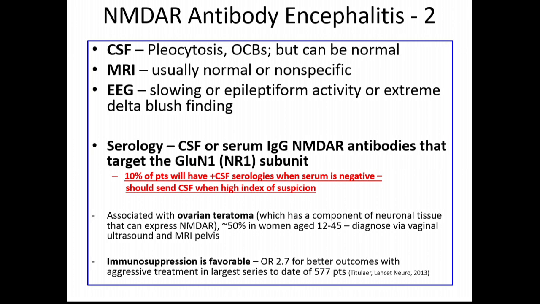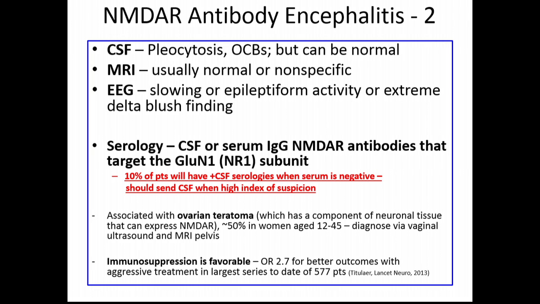This disorder is associated with an ovarian teratoma, a very distinct paraneoplastic association. The interesting thing about these teratomas is they have a component of neuronal tissue and express NMDAR in the tumor. So that's one explanation for how these syndromes happen. And the rate is about 50% in women in that age group, 12 to 45. And you diagnose that via vaginal ultrasound or an MRI of the pelvis. But what this means is that even in young women who have NMDA encephalitis, half of them won't have a teratoma and will be, honest to goodness, autoimmune.